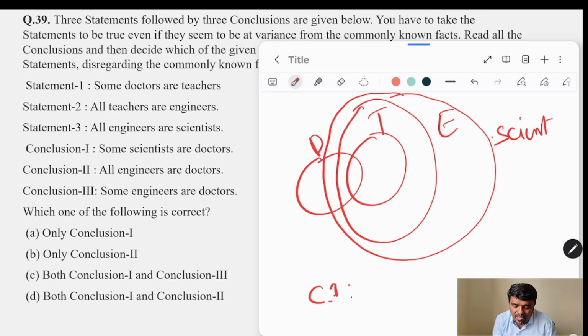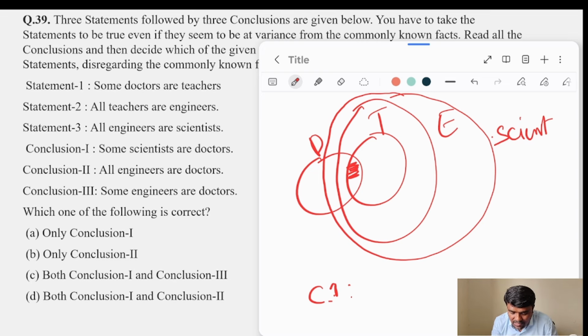Why? Already this intersection is there, and all these are included in the engineers, and all these are included in scientists. So definitely there must be an intersection portion between doctors and scientists. Conclusion 1 is correct. Then let me check the second.